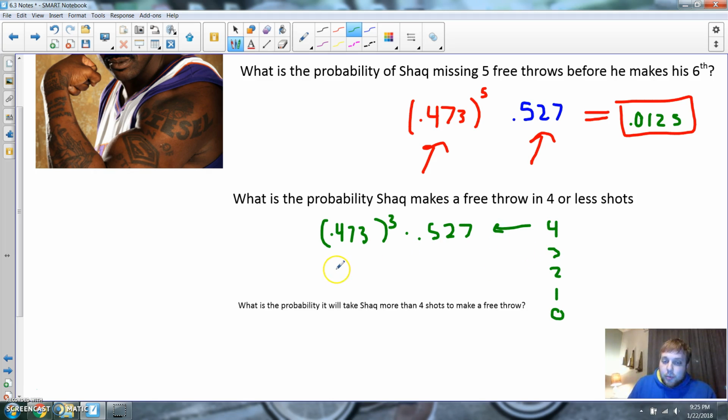Probability of a 3rd would be 0.473. So he's going to miss 2 of them. I know it looks a little ugly, but I want 2 misses, and then on the 3rd time, getting it, get her done. And that's going to be 3, and so on and so forth.